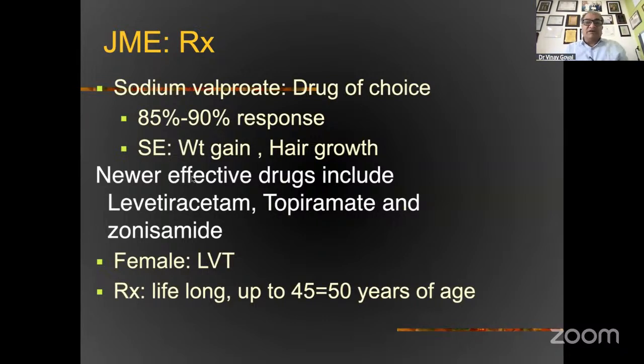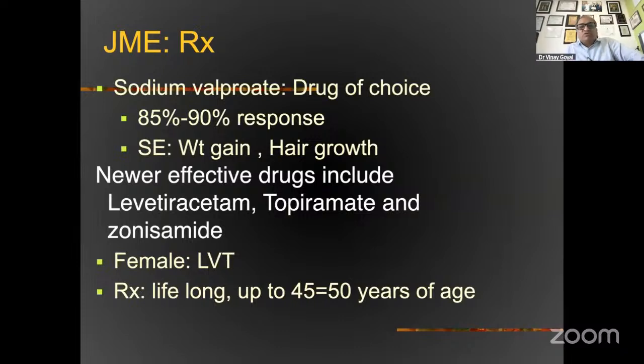Now we have newer drugs called levetiracetam, which all of you know very well, topiramate or zonisamide, which can be given. In females, I would prefer to give levetiracetam if it is a childbearing age. If somebody says, I had my two children, I've done my tubectomy, or my husband has done the vasectomy, so the family is complete, and the patient throws the seizure, I will shift back to sodium valproate.